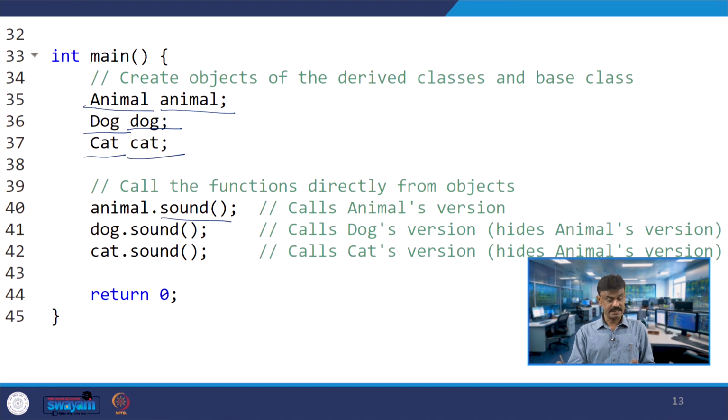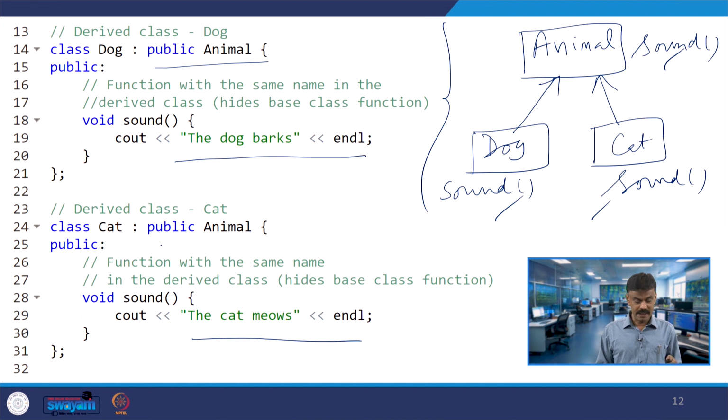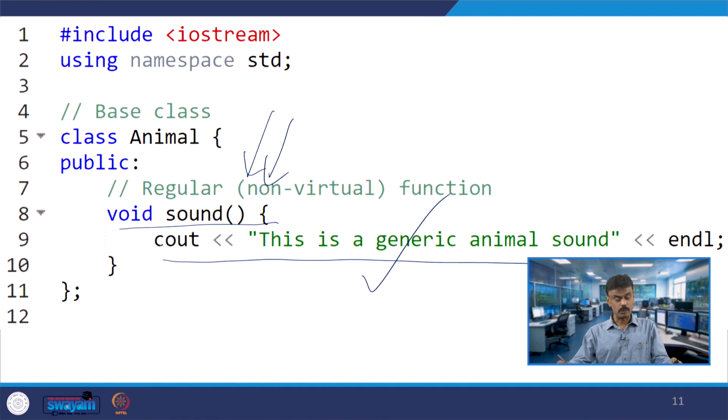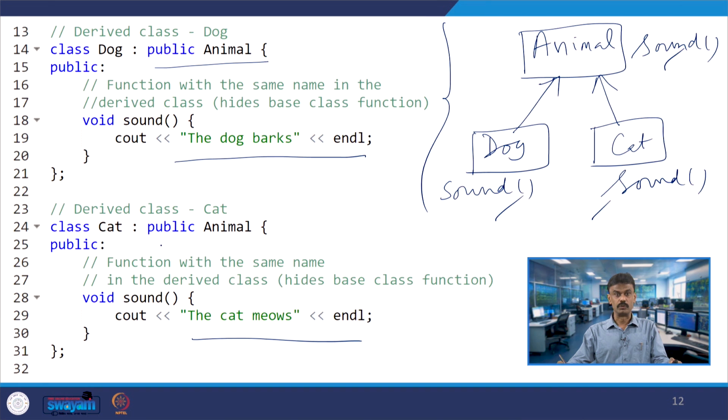In the second case, the dog object is invoking sound. In that case, it will override the base class, so lines 8 to 10 will be overridden. This will call the dog class void sound member function, so the second output you will get is the dog barks.